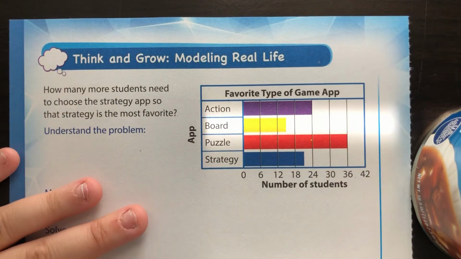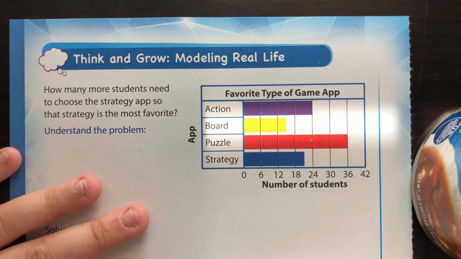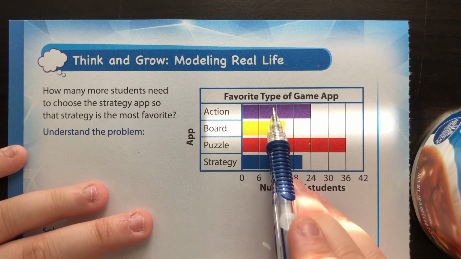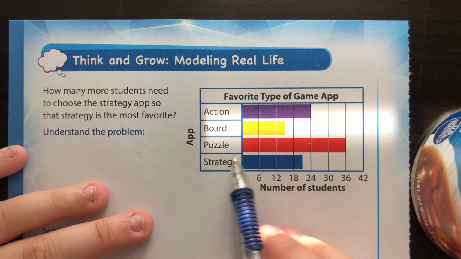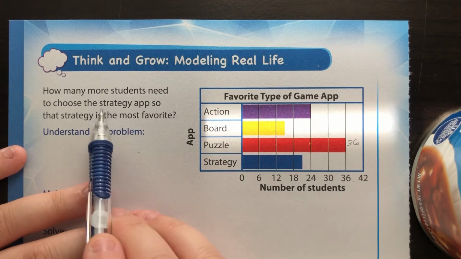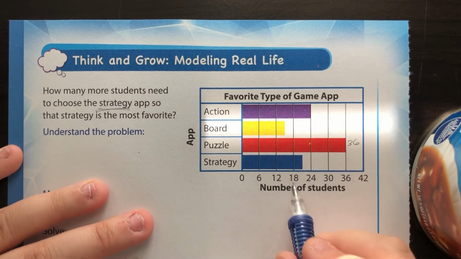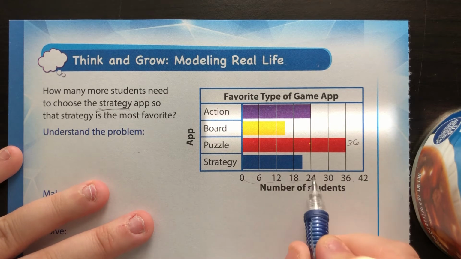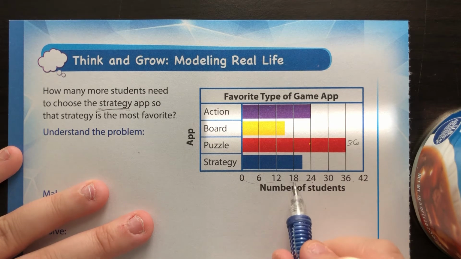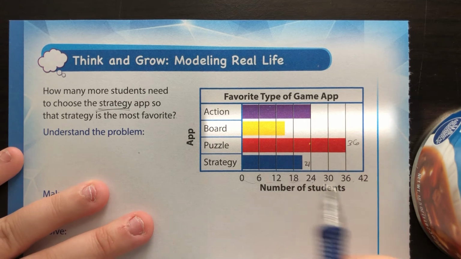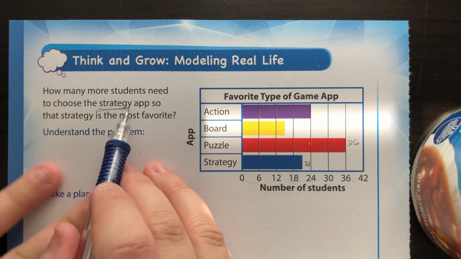Okay, over here. How many more students need to choose the strategy app so that strategy app is the most favorite? So here's what we have to do. Right now, we know the favorite type of game app is puzzle because it goes all the way to 36. Strategy app is somewhere between 18 and 24. So it looks like this scale is going up by 6s. So what's half of 6? 3. So we add 3 to 18 to know what this is. That's 21.